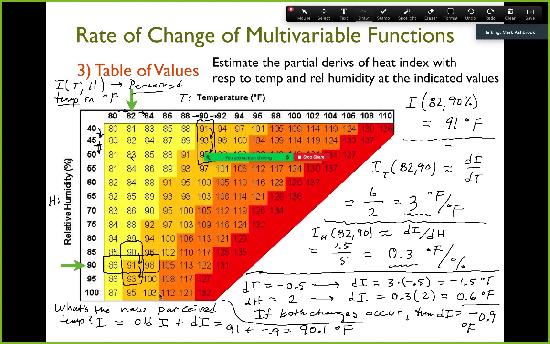So we're kind of knocking on the door when we did this problem here. We got this change from 91 to 90.1. Well, that was a rate of change. There was a rate of change that took us from 91 to 90.1, and that rate of change was based on both of the separate rates of change. So that's what we'll start on Monday. Okay, any questions?